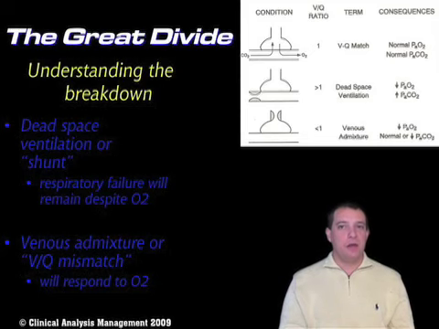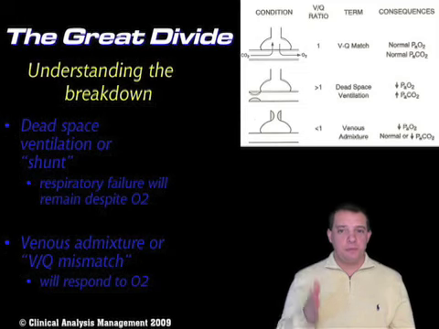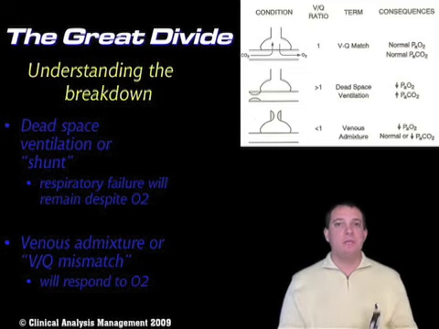So again, when we talk about a VQ mismatch, we have 2 types: dead space ventilation, which is because of a perfusion problem, and venous admixture, which is because of a lung problem, an inability to get gas in. With dead space ventilation, the PaO2 falls, but the CO2 climbs. And with venous admixture, the PaO2 and the PaCO2 both fall.